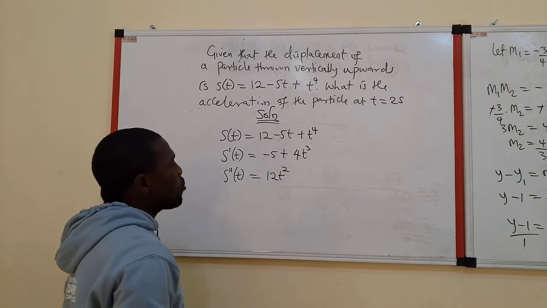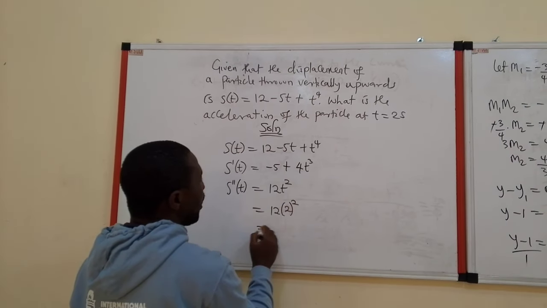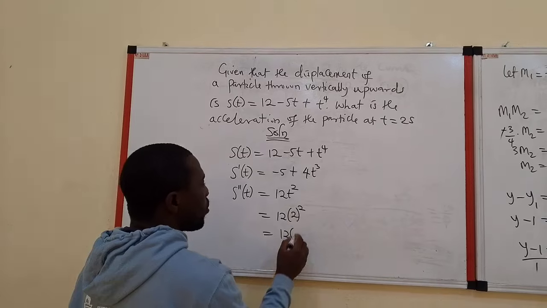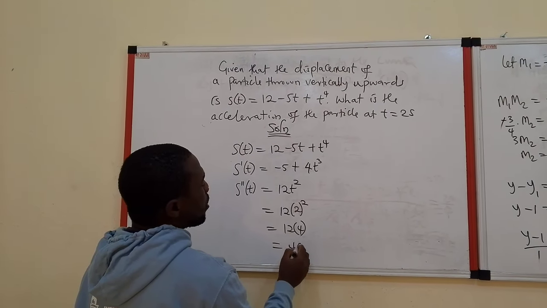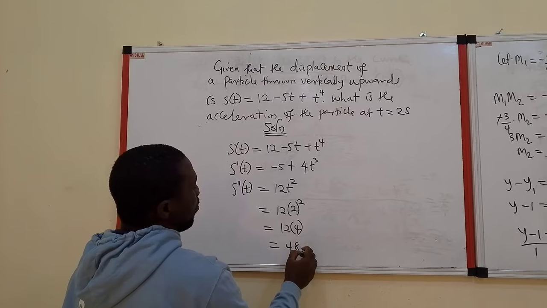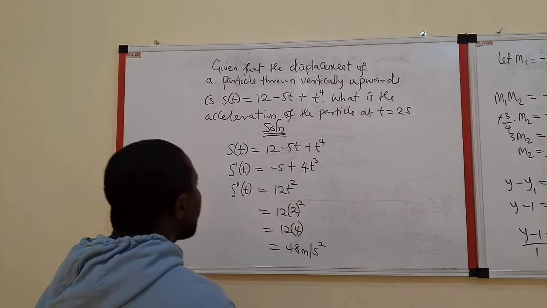Remember, t is 2 seconds, so that will give me 12 into 2 squared. What's 2 squared? 4. What is 12 times 4? 48 meters per second squared. That is my final answer.